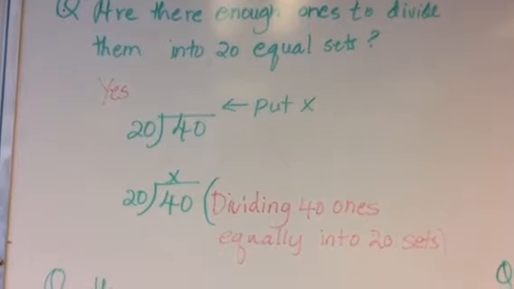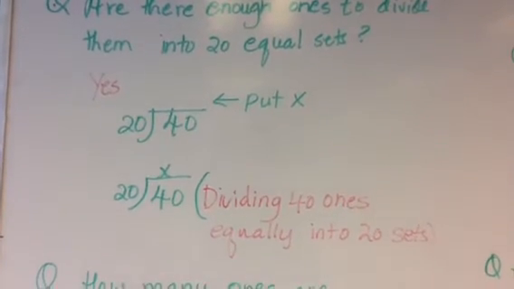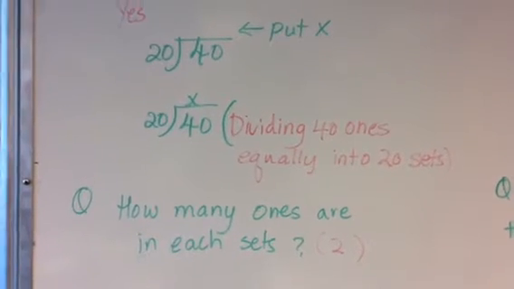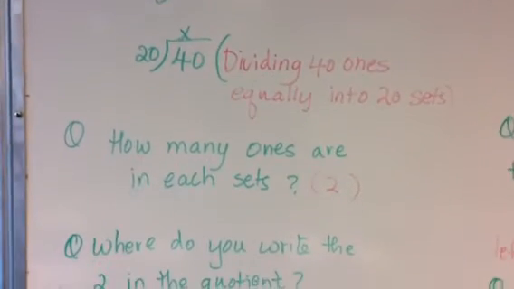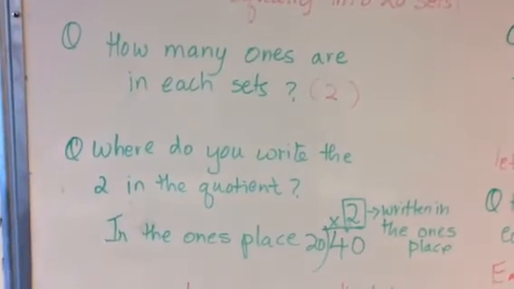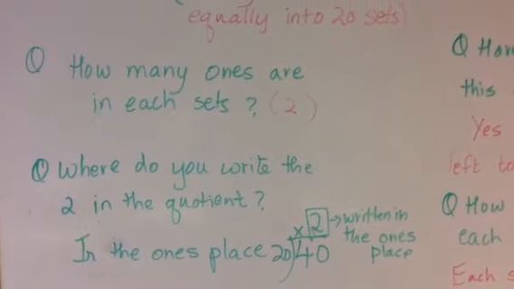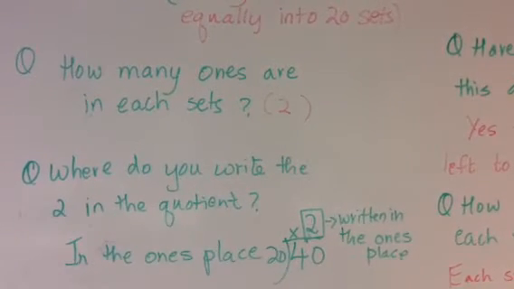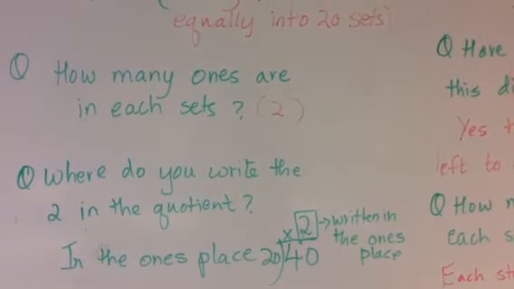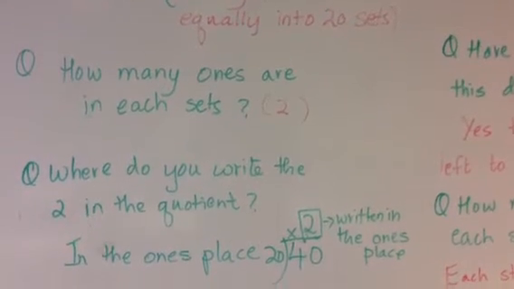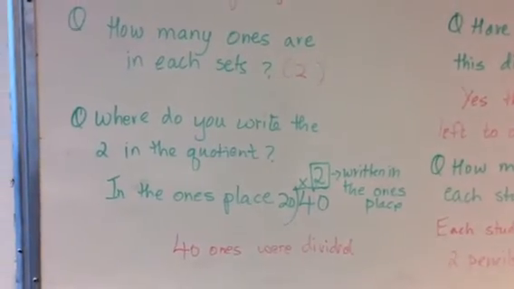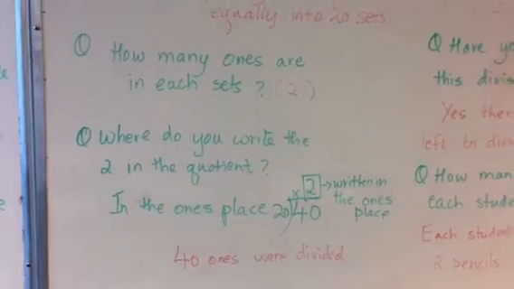Now we are going to divide by 20. How many 20s are there in 40 ones? How many ones are in each set? 2. So where do you write the 2 in the quotient? We write it in the ones place. That's why we are going to leave an x on the tens place, and we write the answer 2 on top of the ones. 40 ones were divided into 20 sets.